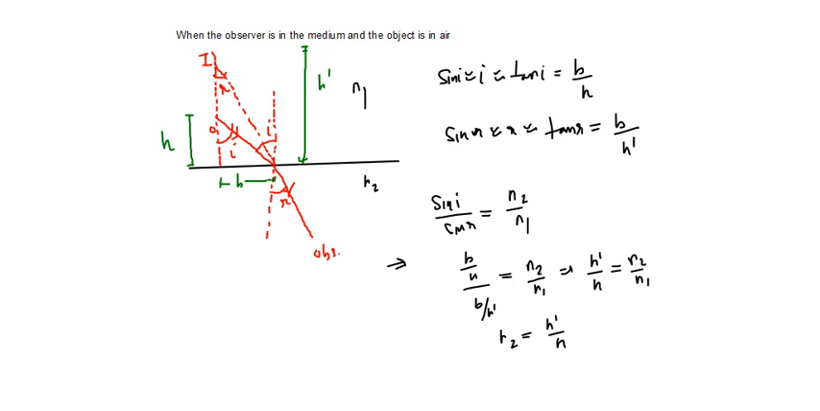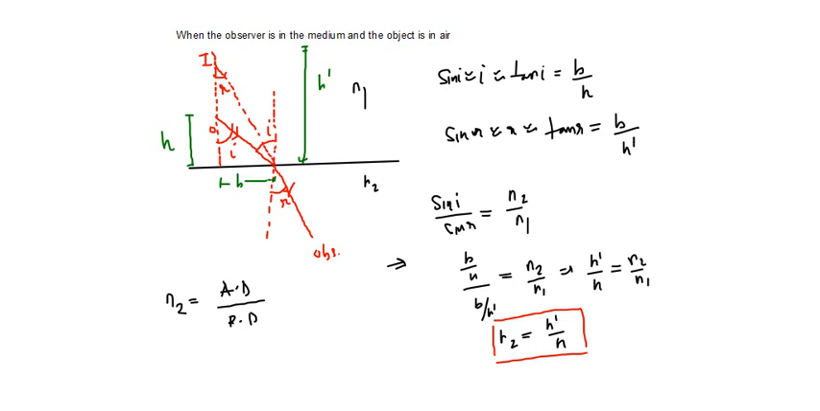What does this mean? In this case it is what? Apparent depth by the real depth. So n2 would be equal to, I am writing AD meaning apparent depth by the real depth. When do you think it will be apparent depth by real depth? In this case the apparent depth by real depth will be when the object is in the rarer medium and the observer is in the denser medium.